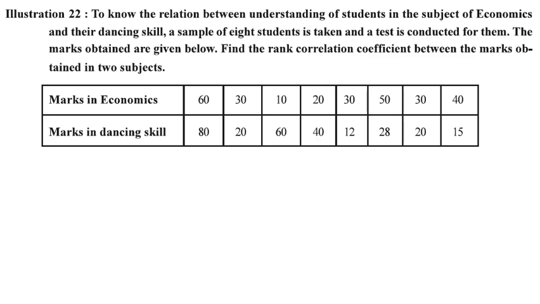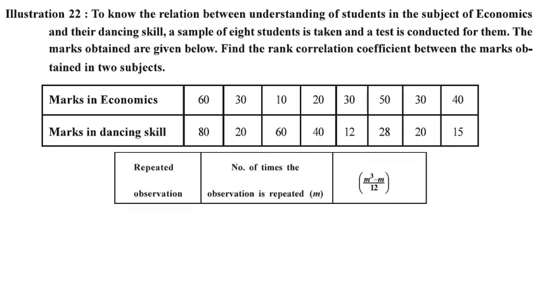You can see here that 30 is repeated 1, 2 and 3 times. So there would be a correction factor here. We will calculate the correction factor first and then we will continue with the final answer. So in economics 30 has been repeated thrice, while in dancing skill, the data is 80, 20, 60, 40, 12, 28, 20, 15, and 20, as you can see, has been repeated twice. So first write down these columns: the observations which have been repeated, the number of times they have been repeated and their correction factor value.